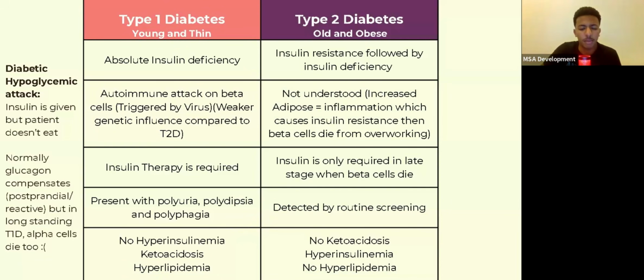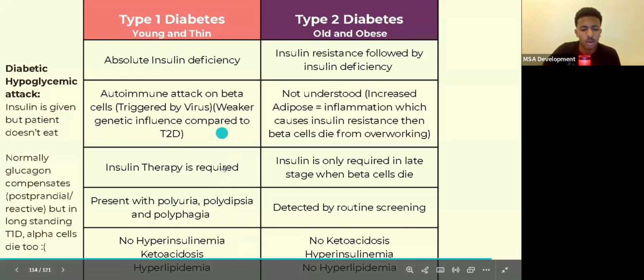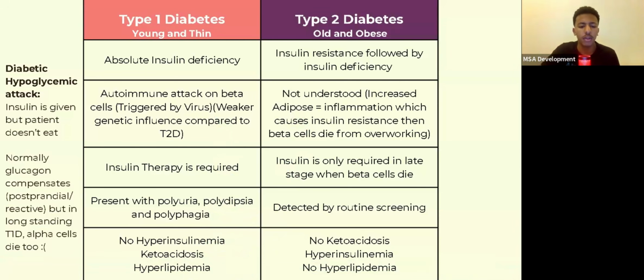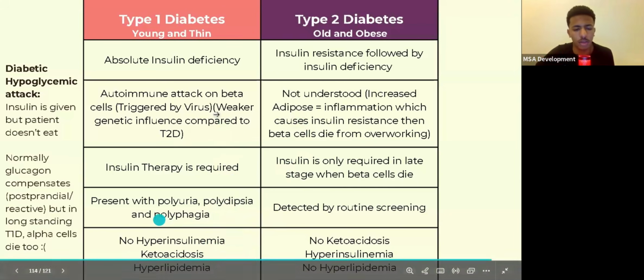And lastly, we have hyperlipidemia in type 1. Hyperlipidemia is not present in type 2. So, quick recap on this last one because you can answer so many questions if you just memorize this. No hyperinsulinemia, ketoacidosis, and hyperlipidemia are found in type 1. Type 2, there is no ketoacidosis, you have hyperinsulinemia, and there's no hyperlipidemia. That is 90% of metabolism in diabetes.